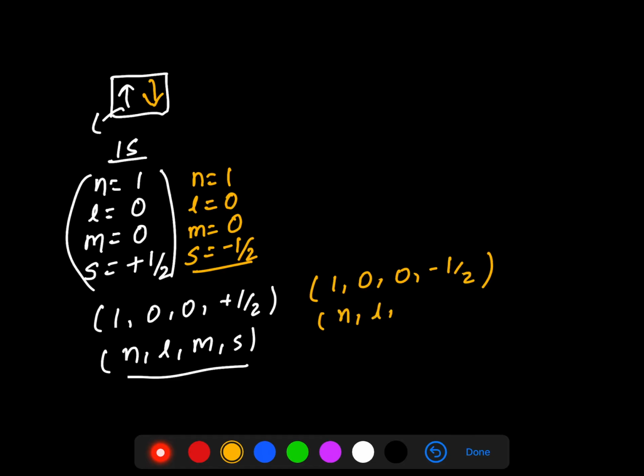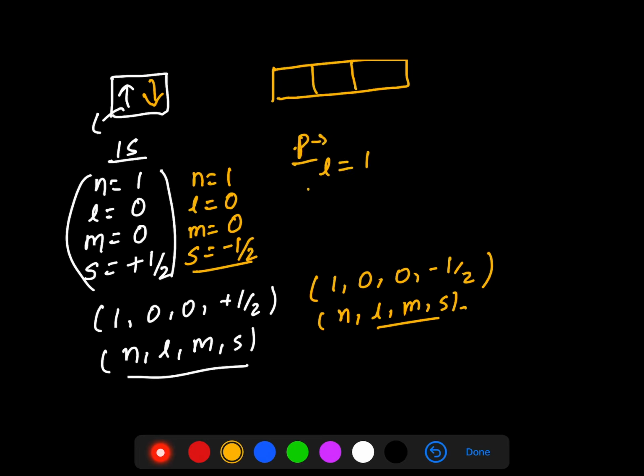So this is how you find the set of the quantum numbers. Remember, in case of p subshells, the value of L is 1. So the value of m is minus 1, 0, and plus 1. By convention, we start from here. This orbital has minus 1 value, 0 value, plus 1 value. These values are the values of m.